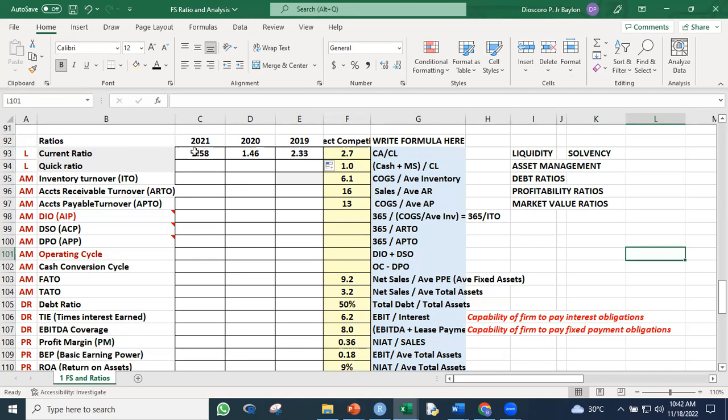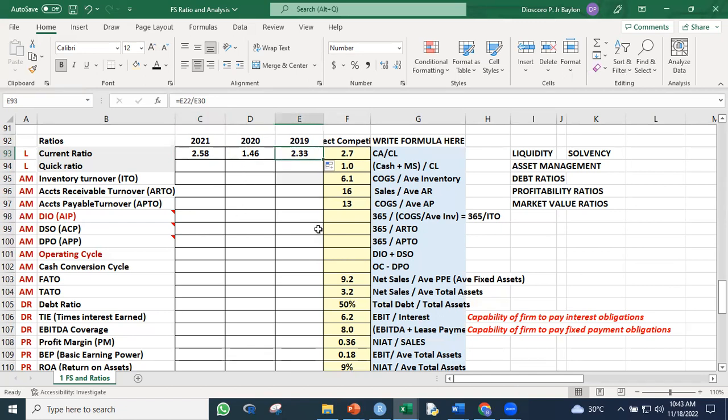So current ratio is an example of a liquidity ratio. For example, in 2021, is the firm able to pay off its current obligations? Based on the number, yes, because for every 1 peso of current liability, the company has 2.58 pesos of current assets to pay off its current obligations.